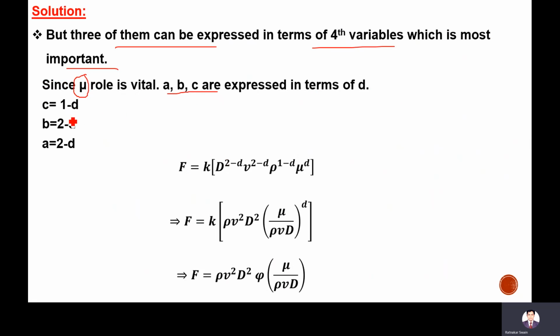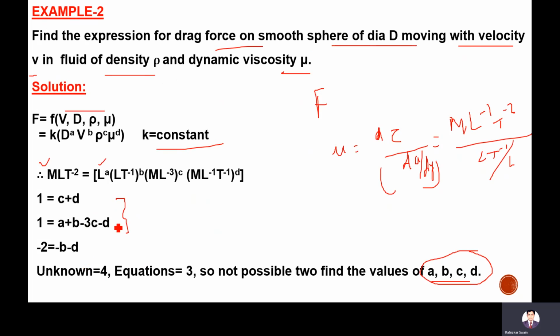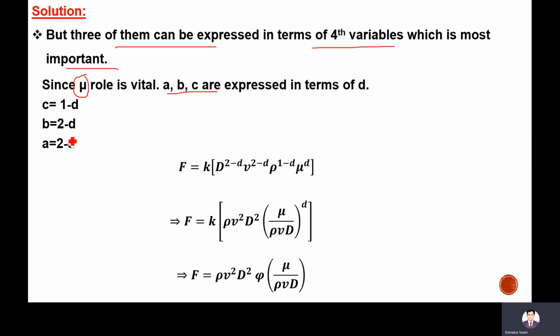So C can be written in terms of D, B can be written in terms of D, and A can be written in terms of D using these three equations. So here A is minus 2 minus D, B is 2 minus D, C is 1 minus D. So all the powers we have to write here in terms of D. So we can simplify, and it will be rho V squared D squared into rho mu divided by rho V D to the power D. D value we don't know. That's why we can write this as rho V squared D squared function of mu by rho V D. So in this way the drag force can be expressed.